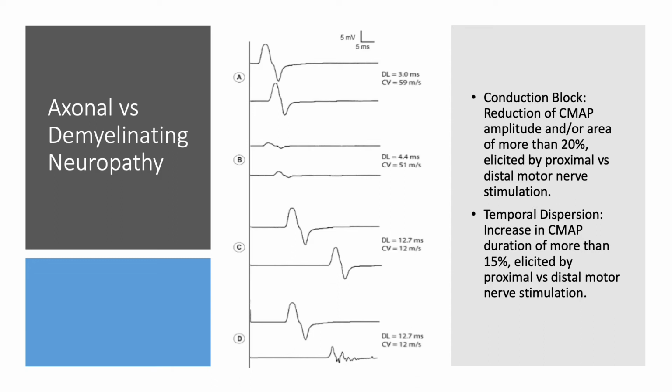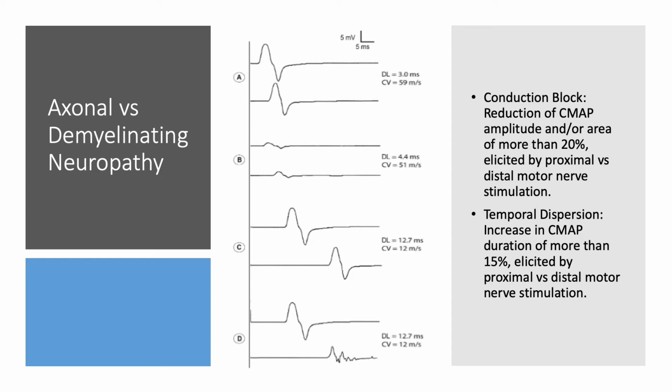Not only do both the waves have prolonged distal latencies compared to chart A, but the bottom wave, like I said, has reduced amplitude and prolonged duration, which is what we were referring to as conduction block and temporal dispersion, which are characteristics of acquired demyelinating neuropathy.